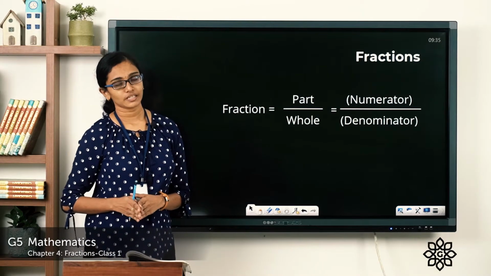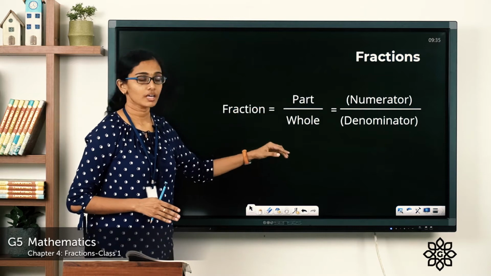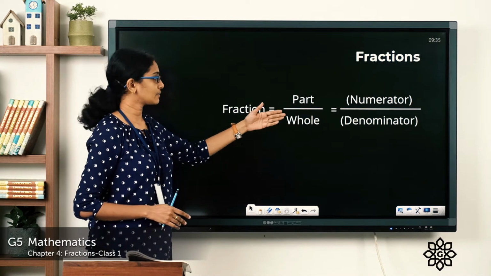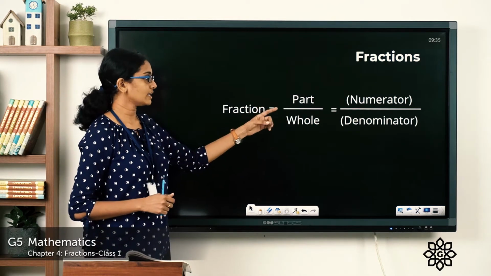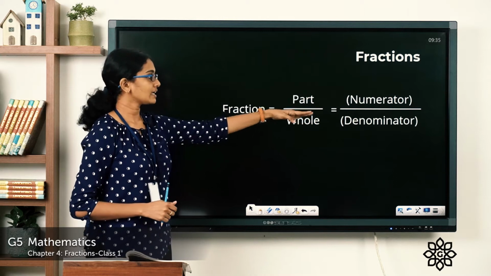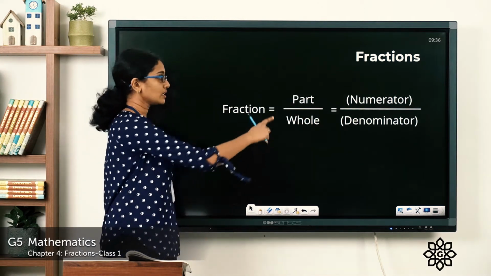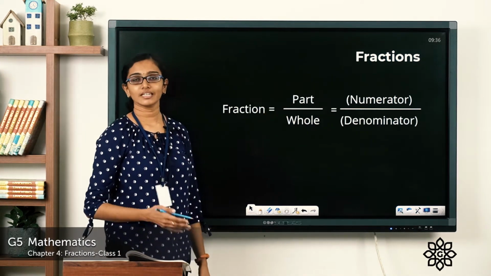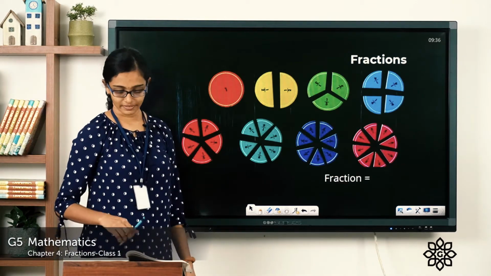Usually we express a fraction as part by whole, which means the parts that we are considering divided by the total number of parts. So we have a numerator, which is the number at the top, and we have the denominator. So the number of parts we are considering goes as the numerator and the total number of parts goes as the denominator. Now look at this example given here.